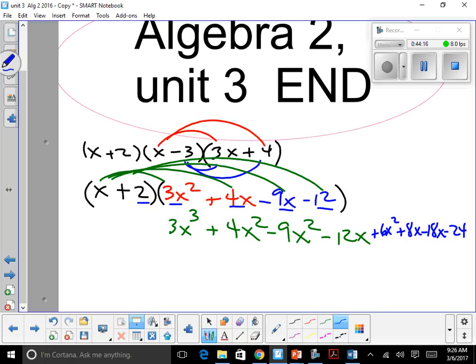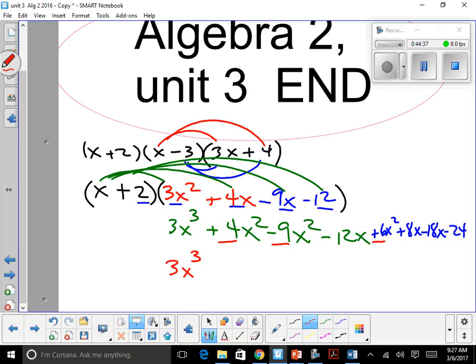How about x squareds? I got a 4x squared. I got a negative 9x squared. I got a 6x squared. I got three of those x squareds. 4 to negative 9 is a negative 5. A negative 5 and a 6 is just a positive 1. I'm going to put that plus 1 for the x squared.